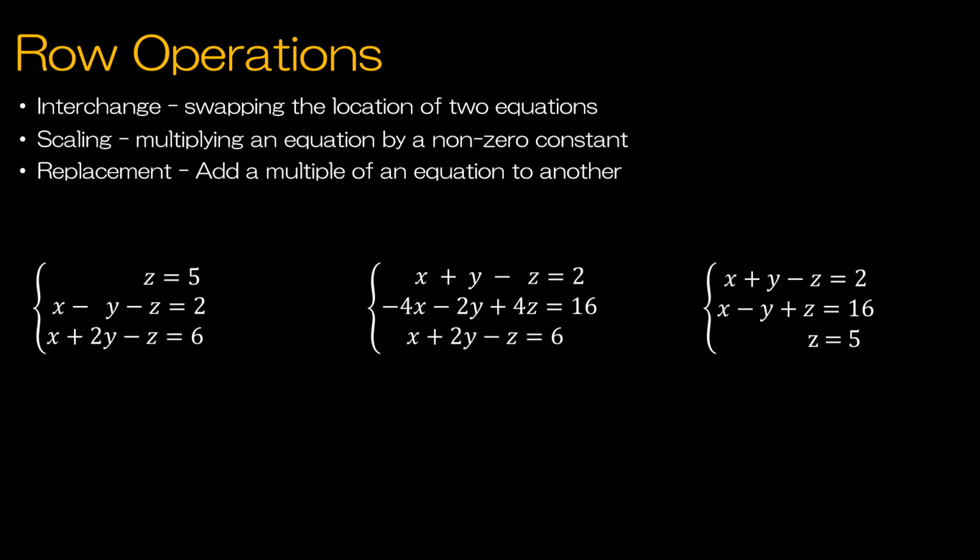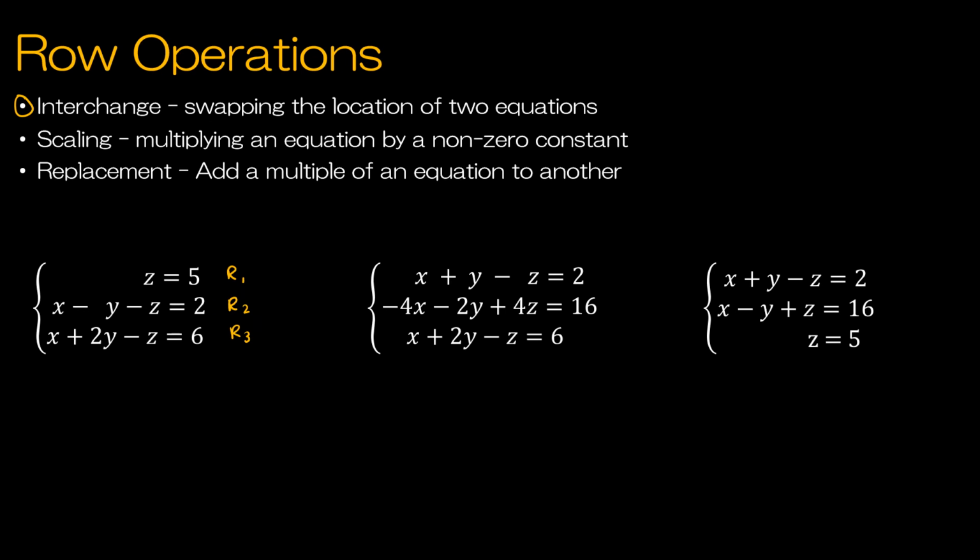In the process of rewriting a system of equations in row echelon form, we are allowed 3 row operations, sometimes called elementary row operations. And the first of those is interchange. And interchange is where I'm simply swapping the location of 2 equations. Now, when we're doing this, we are identifying these by rows. Row 1, row 2, row 3.